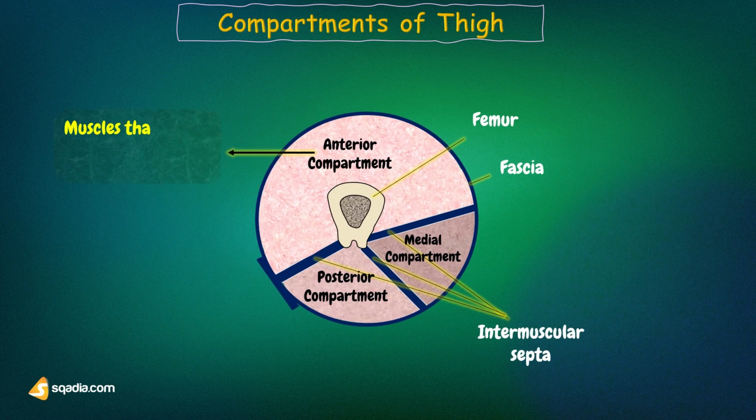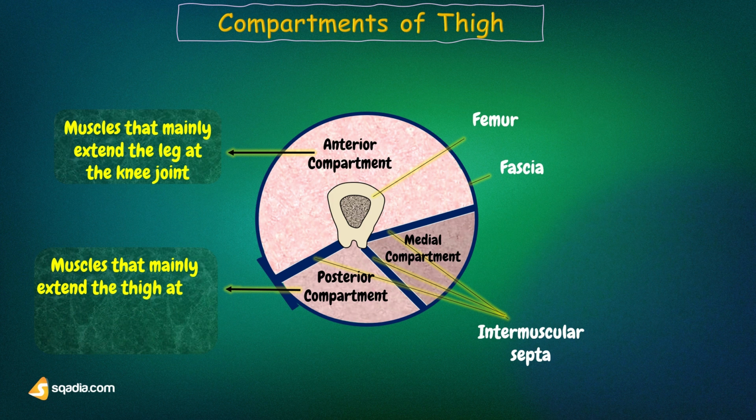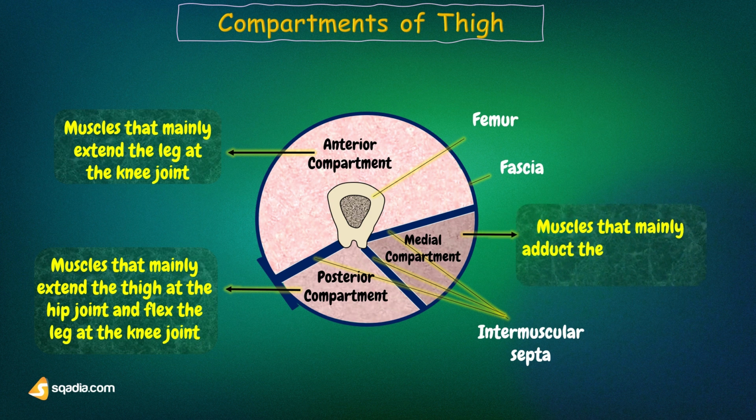The anterior compartment of the thigh contains muscles that mainly extend the leg at the knee joint. The posterior compartment of the thigh contains muscles that mainly extend the thigh at the hip joint and flex the leg at the knee joint. The medial compartment of the thigh consists of muscles that mainly adduct the thigh at the hip joint.